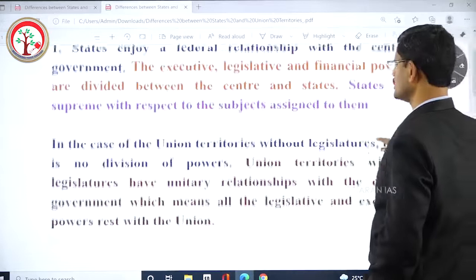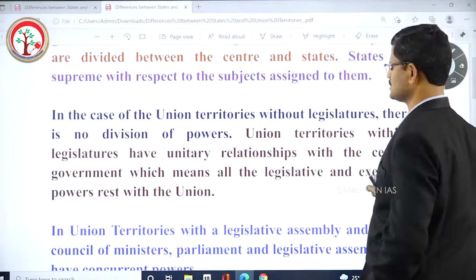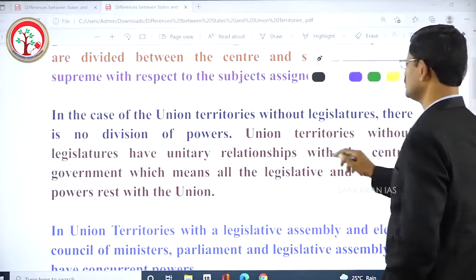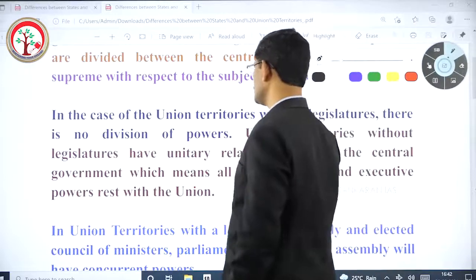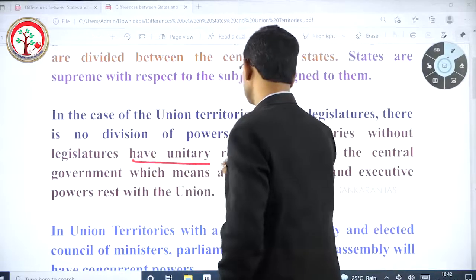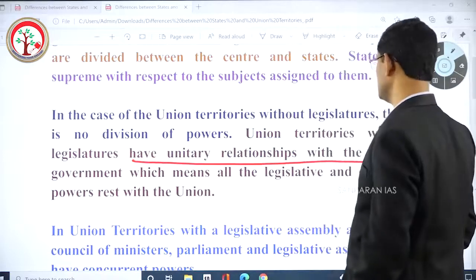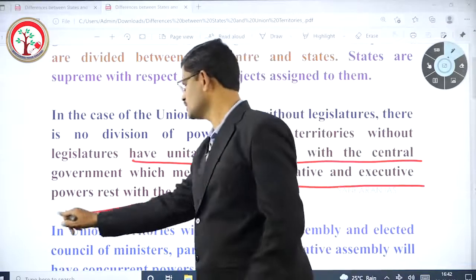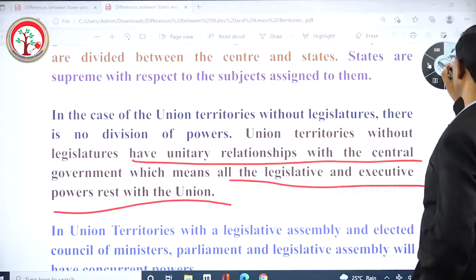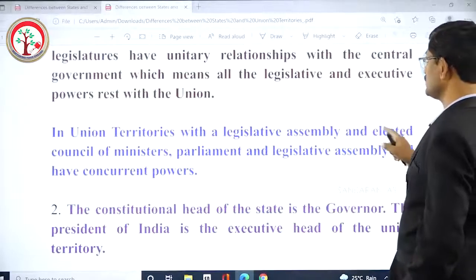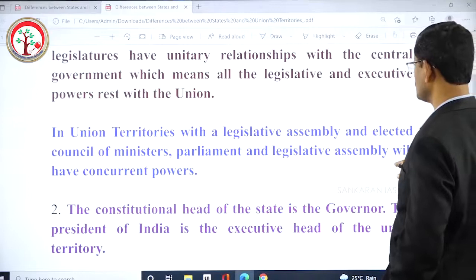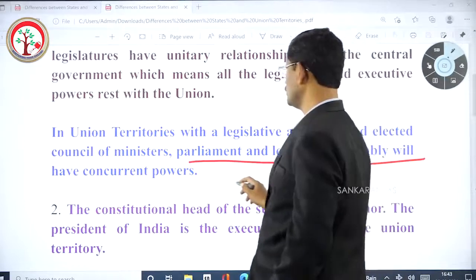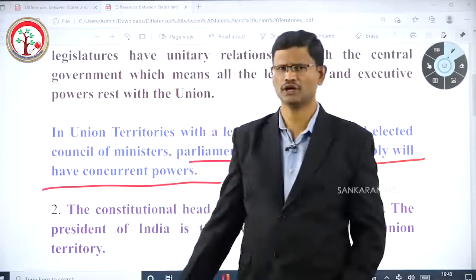Then, in the case of union territories without legislatures, there is no division of powers. Union territories without legislatures have a unitary relationship with the central government, which means all the legislative and executive powers, including the financial powers, rest with the union government. And even in the union territories with a legislative assembly and the elected council of ministers, Parliament and legislative assembly will have concurrent powers of legislation. This I have already told.